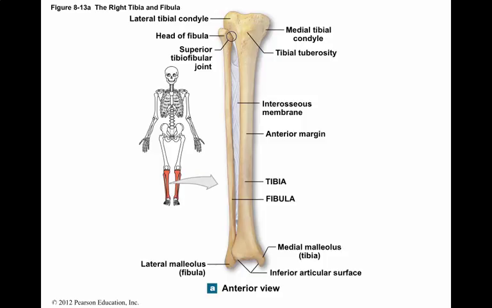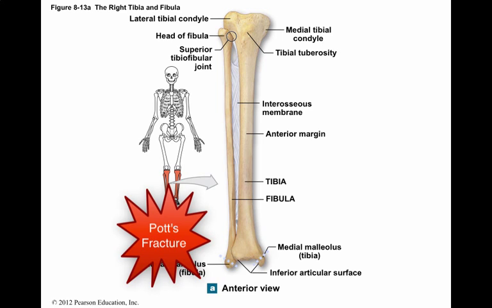However, a forceful movement of the foot outward and backward can dislocate the ankle, breaking both the lateral malleolus of the fibula and the medial malleolus of the tibia. This injury is called a Pott's fracture.